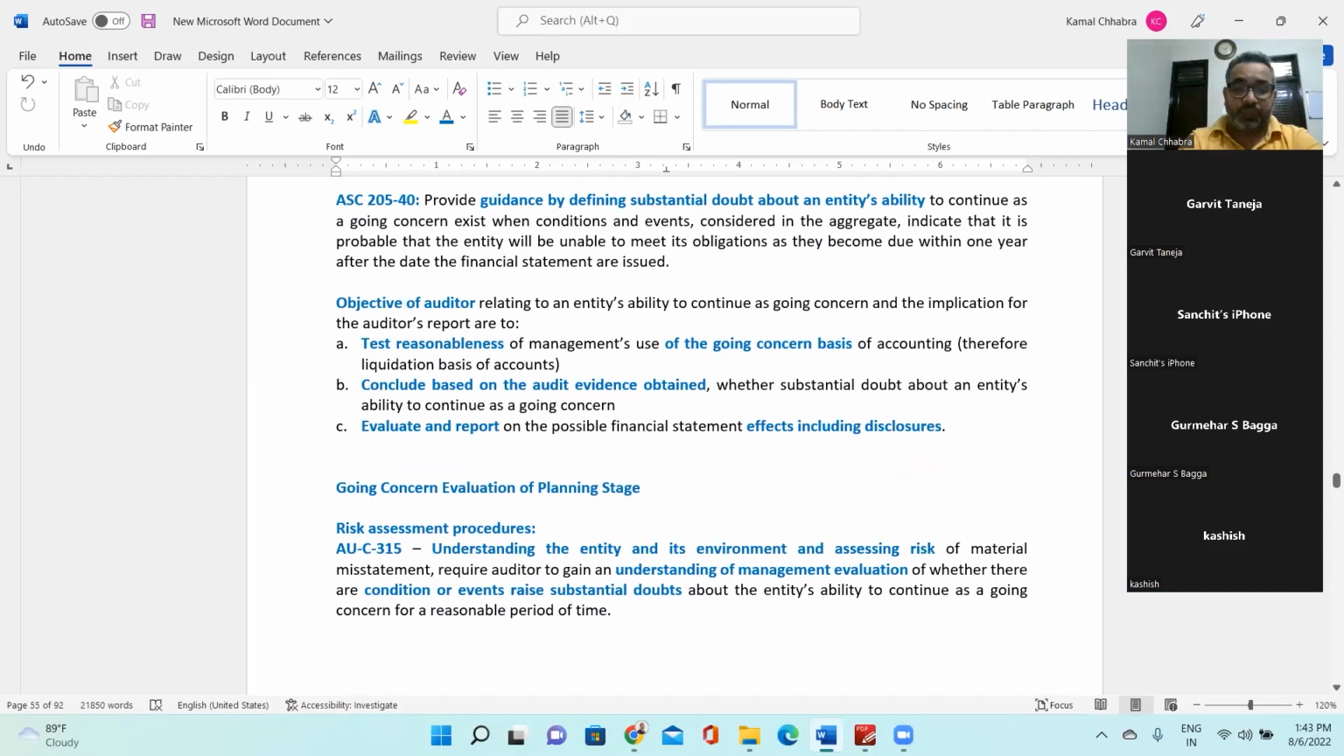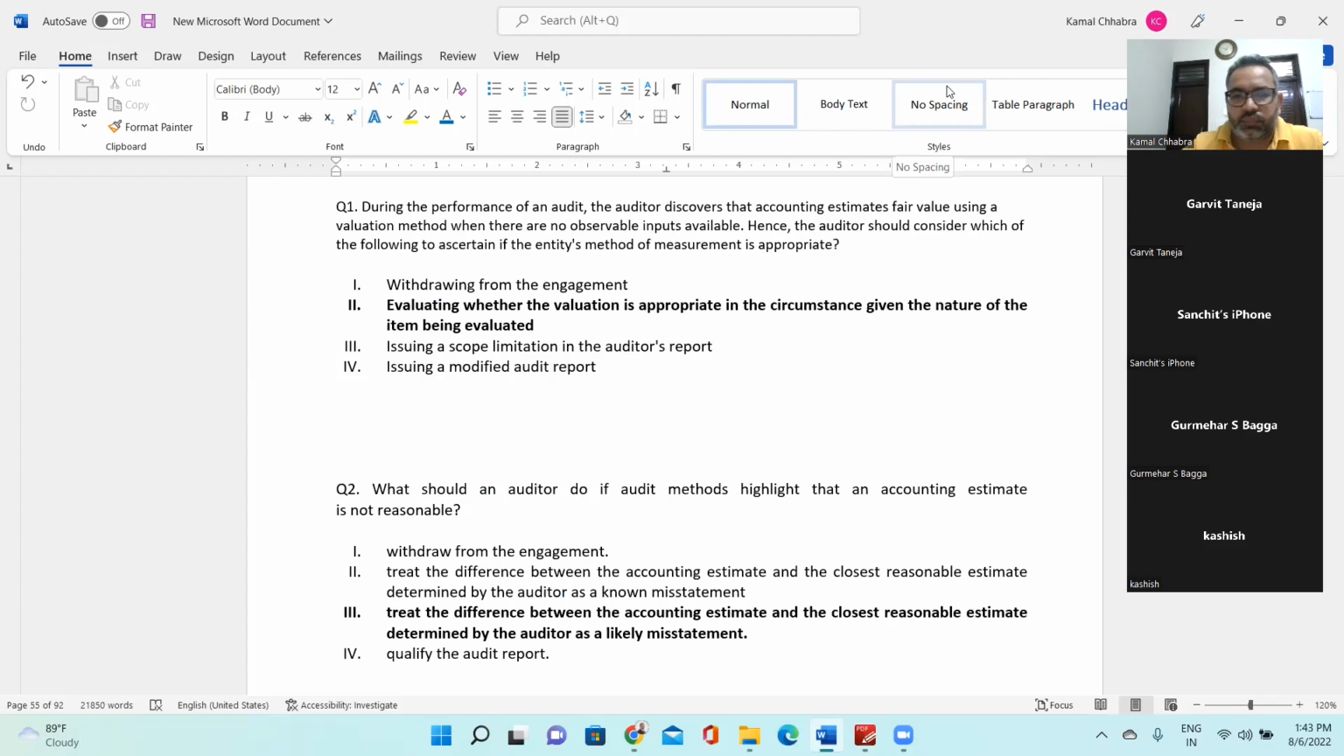ASC 205 provides the guidance by defining the substantial doubt about the entity's ability to continue as a going concern. It exists when conditions and events considered in aggregate indicate that it is probable that the entity will be unable to meet its obligations as they become due within 1 year after the date the financial statements have been issued.